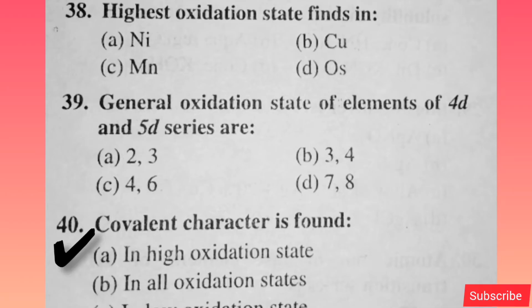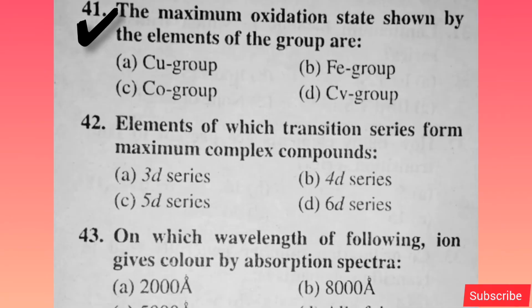Covalent character is found in option A. The maximum oxidation state shown by the elements of the group is option B. Elements of which transition series form maximum complex compounds? Option A is correct. 3d series.